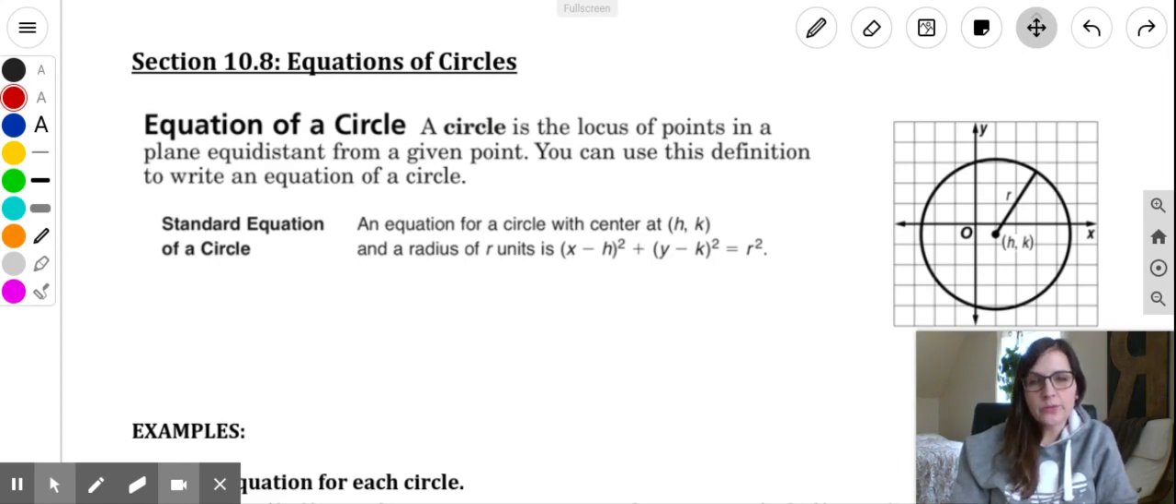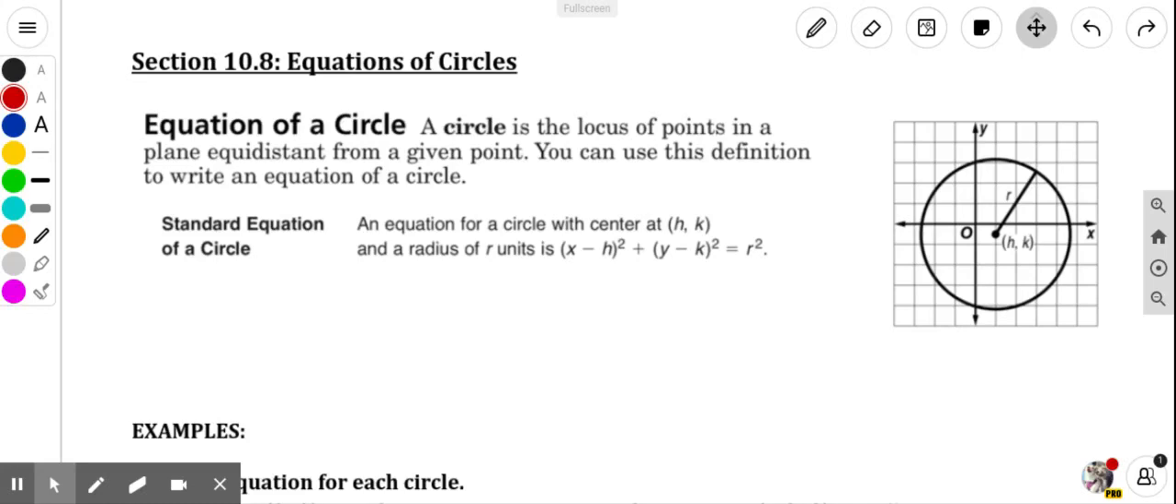Also, after I go over the notes, I'm going to go over a little bit how to get you started on the monster circle puzzle, which is a really fun one. So let's get started. So, an equation of a circle.